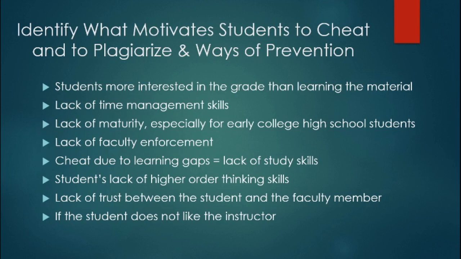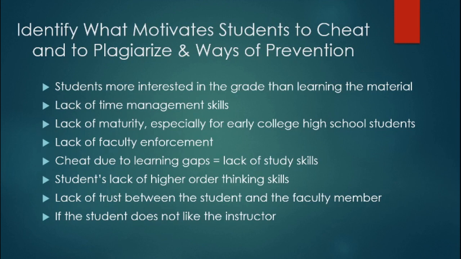Also, lack of time management skills. Time gets away from them and they don't have enough time to study. Next one is lack of maturity, especially for our early college high school students. Next is lack of faculty enforcement. The next is students cheat due to a learning gap. This is what the students felt in their focus group. In other words, a lack of study skills. So study skills might be another way to help prevent students from cheating.